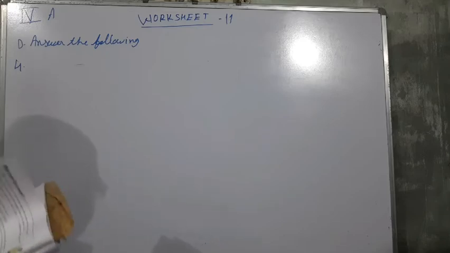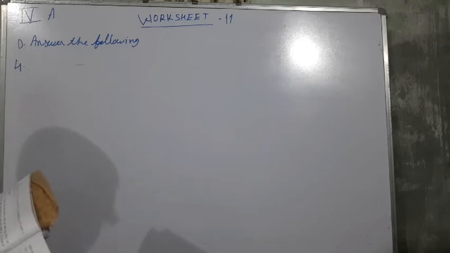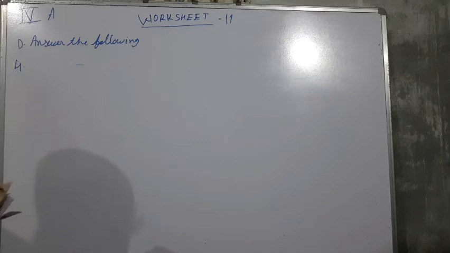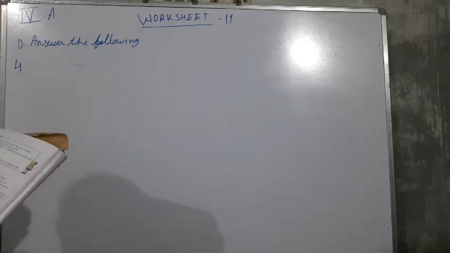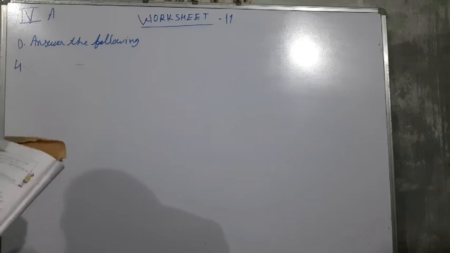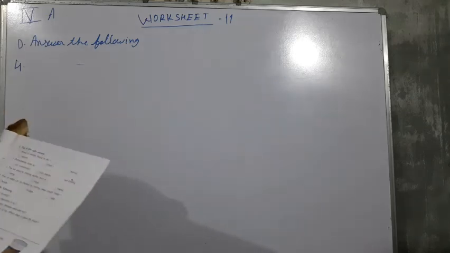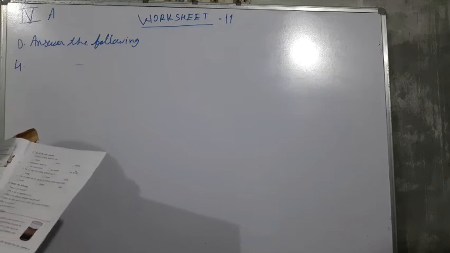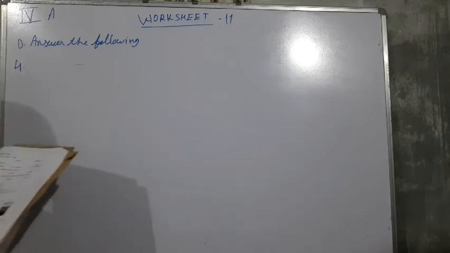So the answer is given on page number 66. You see the diagram and also try to understand the questions. And the question is, explain 3 layers of the soil.